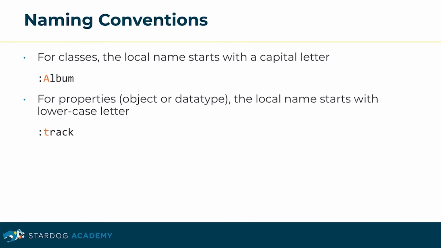At last, it's important to talk a little bit about naming conventions for the ontological concepts definition. In general, for classes, the local name starts with a capital letter. So for our music data example, we would write the class Album with a capital A. Now for properties, object or data type, the local name starts with a lowercase letter. So in the case of the track property, we will write track with a lowercase t.